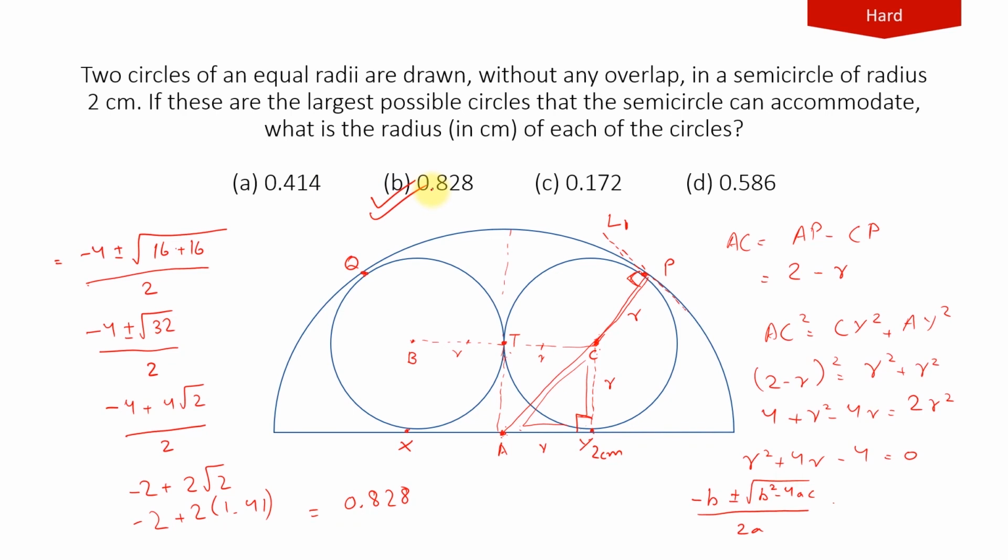So in this problem also, we use the concept that tangent is touching the radius at 90 degrees. We use the concept of symmetry, Pythagoras theorem, and how to solve a quadratic equation to achieve this final solution.